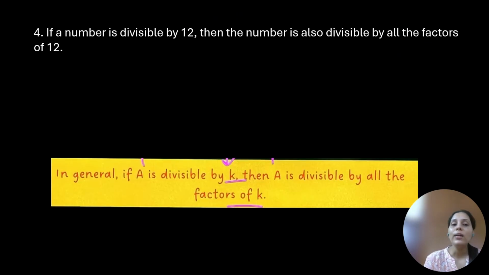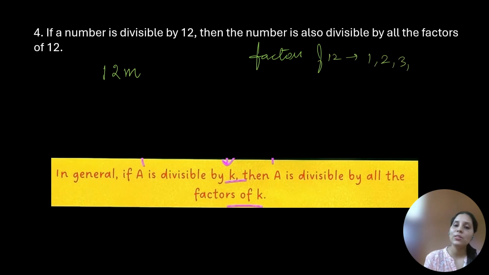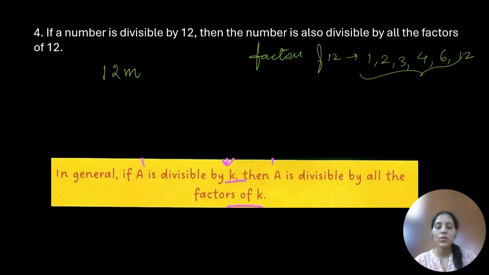Next. If a number is divisible by 12, so let us take the number to be 12, then the number is also divisible by all the factors. What are the factors of 12? 1, 2, 3, 4, 6, and 12. These are the factors. Then all these factors will be divisible by 12. Is it? Let us see. Is 2 divisible by 12? Yes, it is.